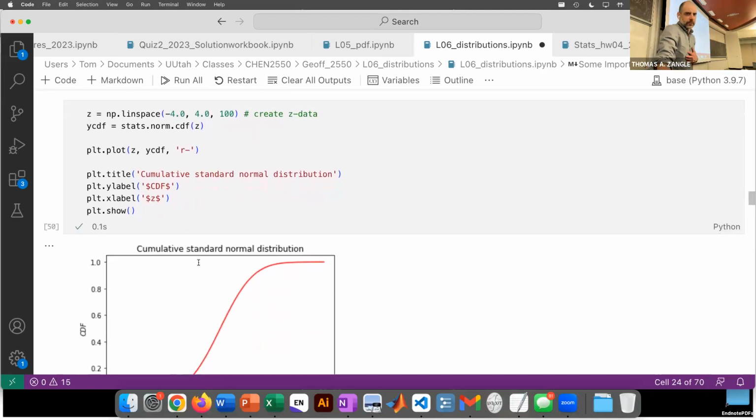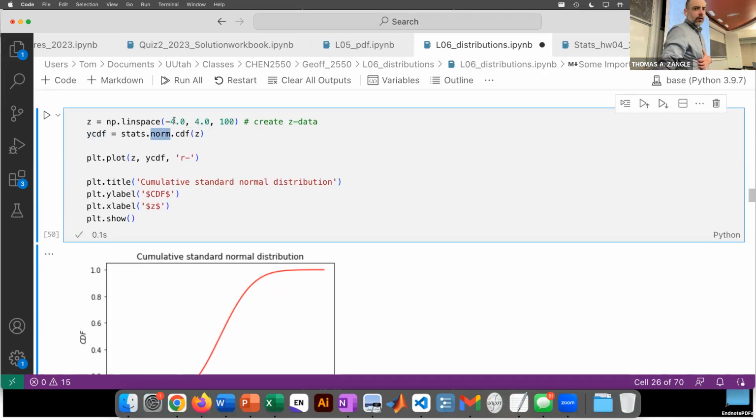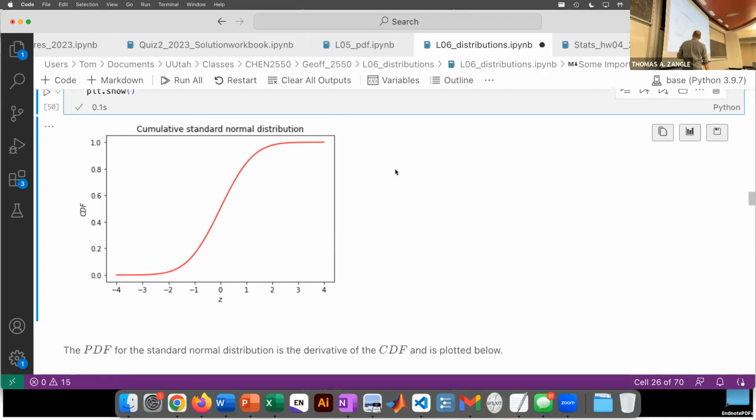Let's look at a plot here. This will be a little bit, I think, more informative. So we're plotting the CDF for a normal distribution over z-scores of -4 to 4. And when we do that, we get this result. So this is the CDF, cumulative distribution function, that is showing a normal distribution from values that are 4 standard deviations away from the mean in the negative direction to values that are 4 standard deviations away from the mean in the positive direction.